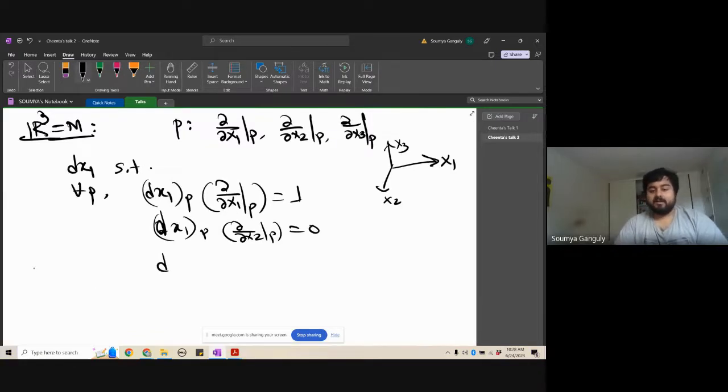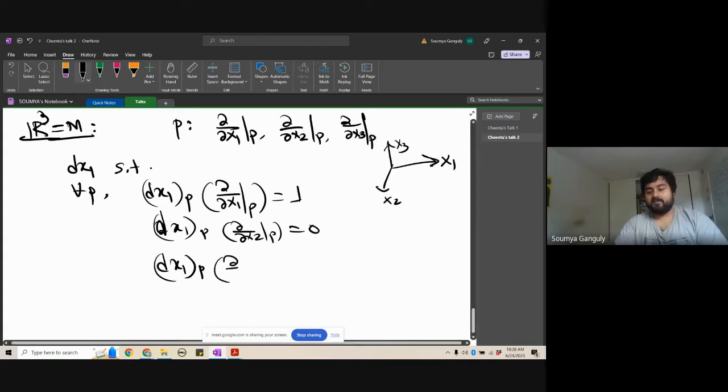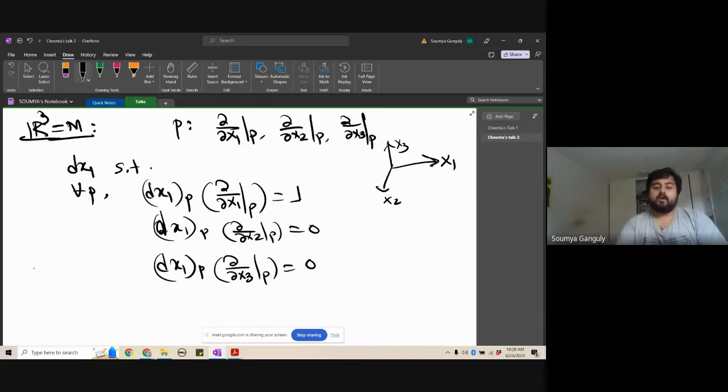And dx1 at P acts on del x3 at P and gives you 0. Basically, these kind of things are called dual vectors. dx1 will only act on del x1 to give you a non-zero value. For the others, it will be 0. Similarly, you can define dx2 and dx3. dx2 will only act on del x2. It will give you a non-zero value. It will give you 1. For the others, it will become 0.